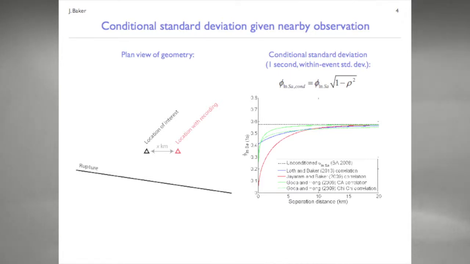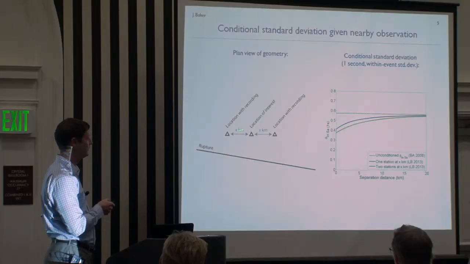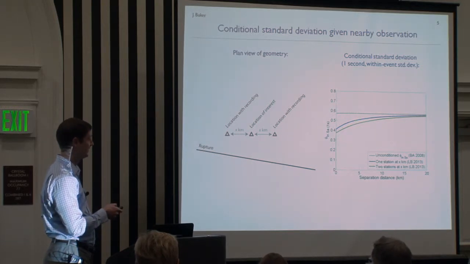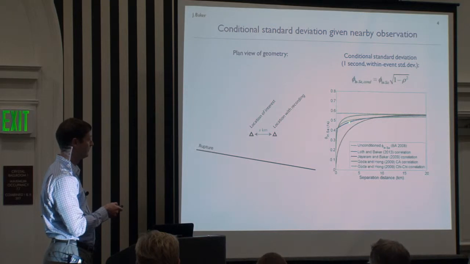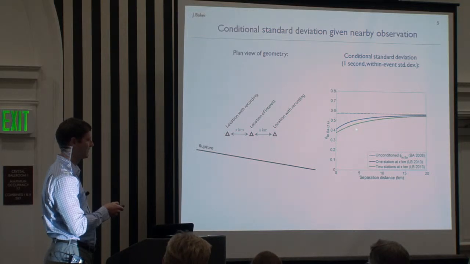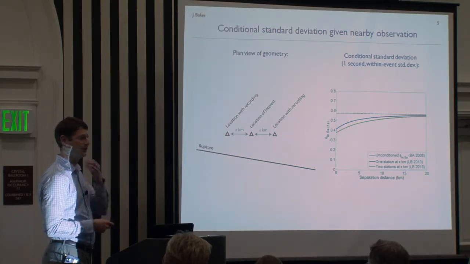Then another plot, if you had 2 stations on opposite sides, both with the same separation distance. Here I took off the alternate model, so the blue is the same blue line as the previous slide, with 1 station at a given separation distance. A second station at the same separation distance on the opposite side would give you some further reduction according to this model.